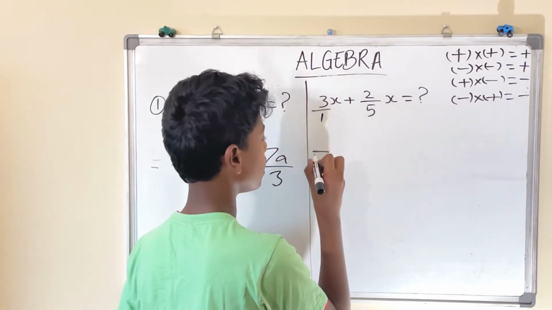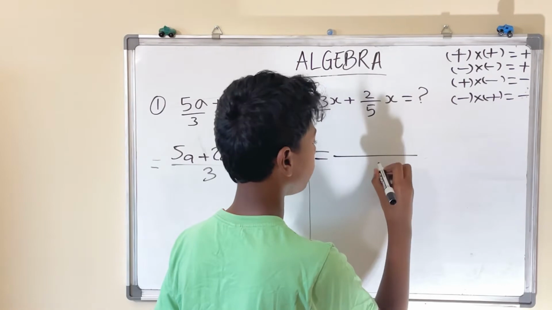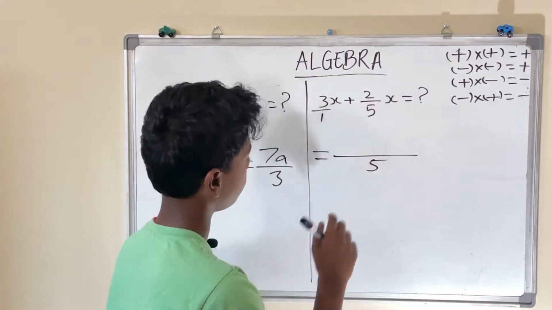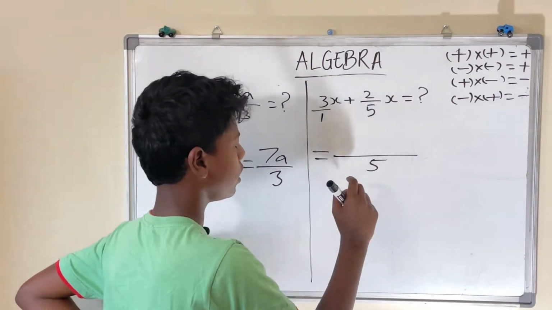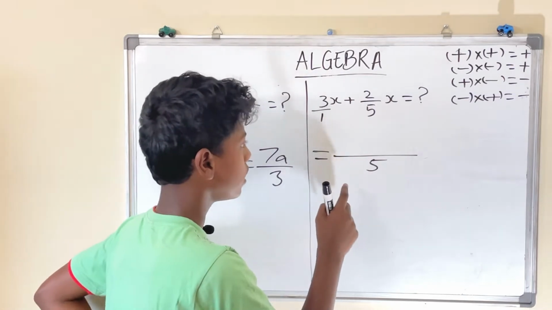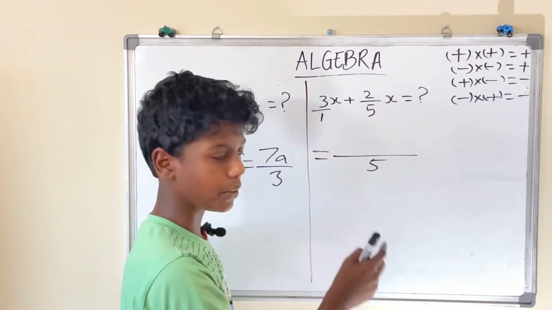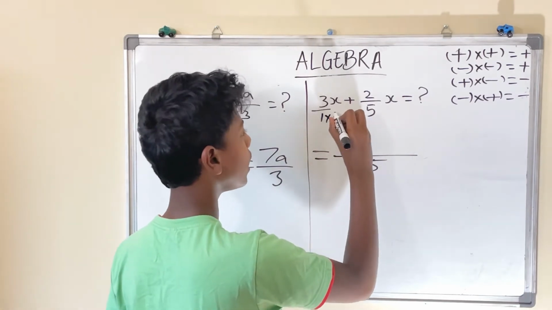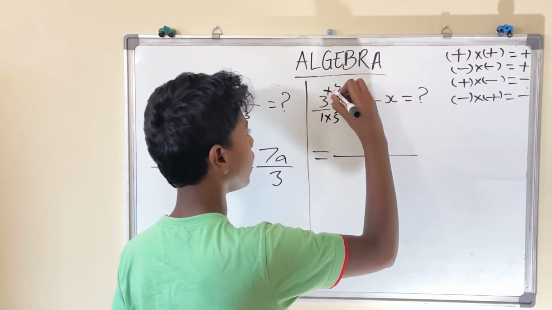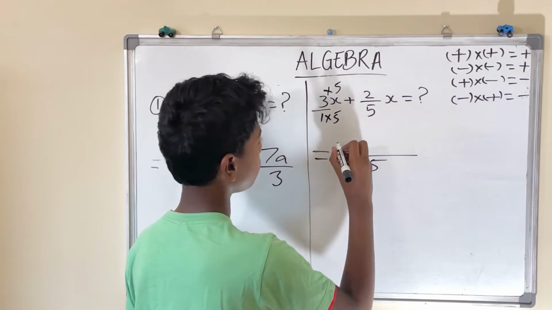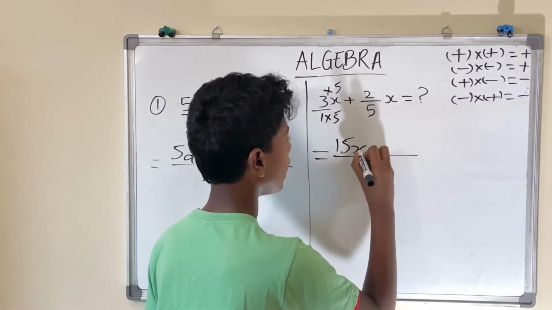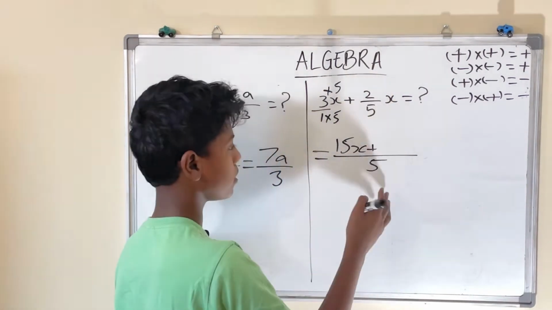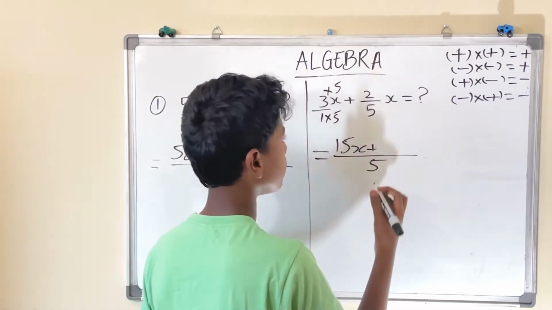So I'm going to put an equal sign, and we're going to take 5, we're going to write a big fraction line, and 5. So we're going to see what times 1 equals 5. So 1 times 5 equals 5. So we multiply the denominator by 5 and our numerator by 5. So 3 times 5 is 15. So 15x plus 5 times, they're the same denominator. So we just write the 2.